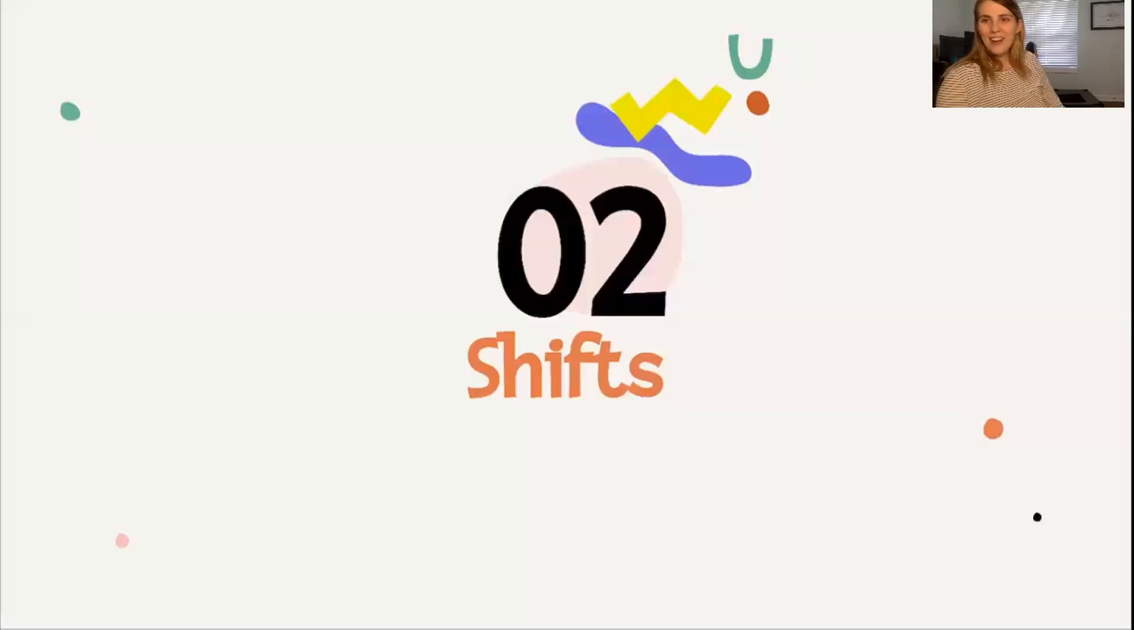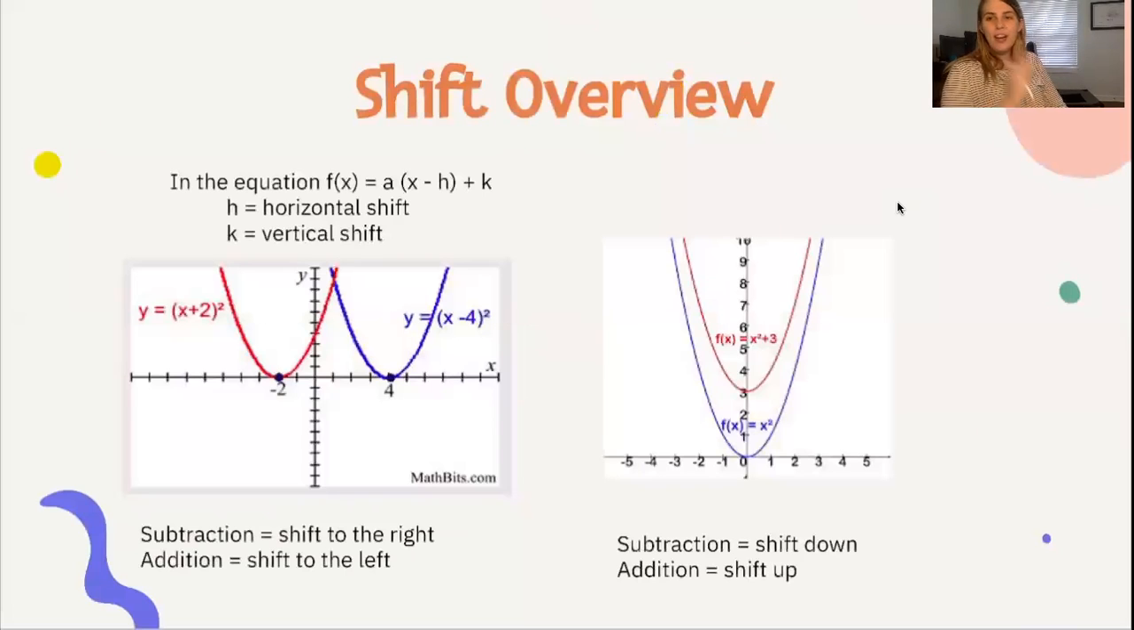So let's talk about shifts. When I talk about shifts, it's the same as saying translation. So moving it up or down or side to side. Again, for horizontal shifts, you're going to be looking at h. Because there's a minus sign, these shifts are the opposite of what you think they're going to be. So if you see a number that's being subtracted away, that's actually a shift to the right.